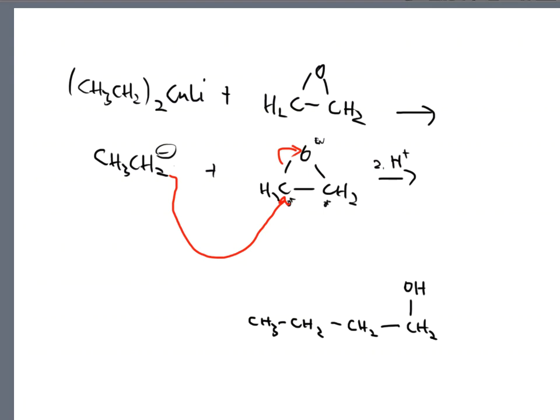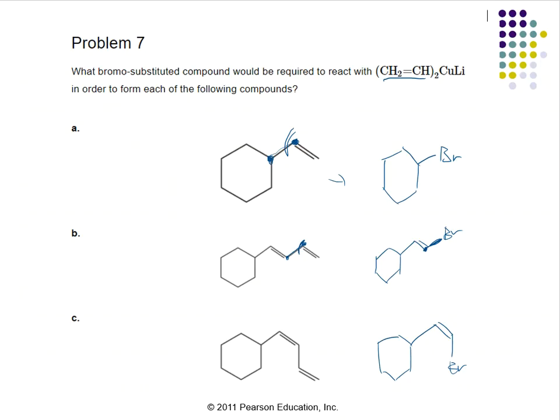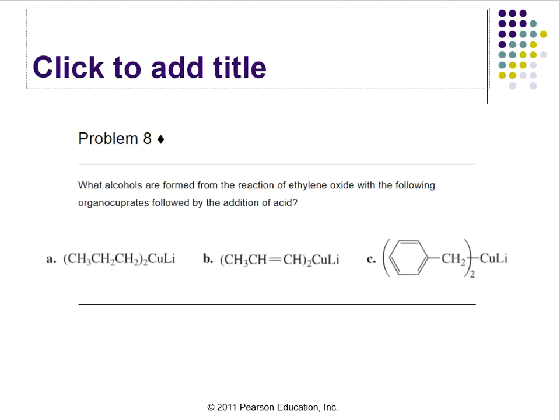All right, so now let's take a look at another example. Here's another problem. What alcohols are formed from the reaction of ethylene oxide with the following organocuprates? And then follow that by the addition of acid.